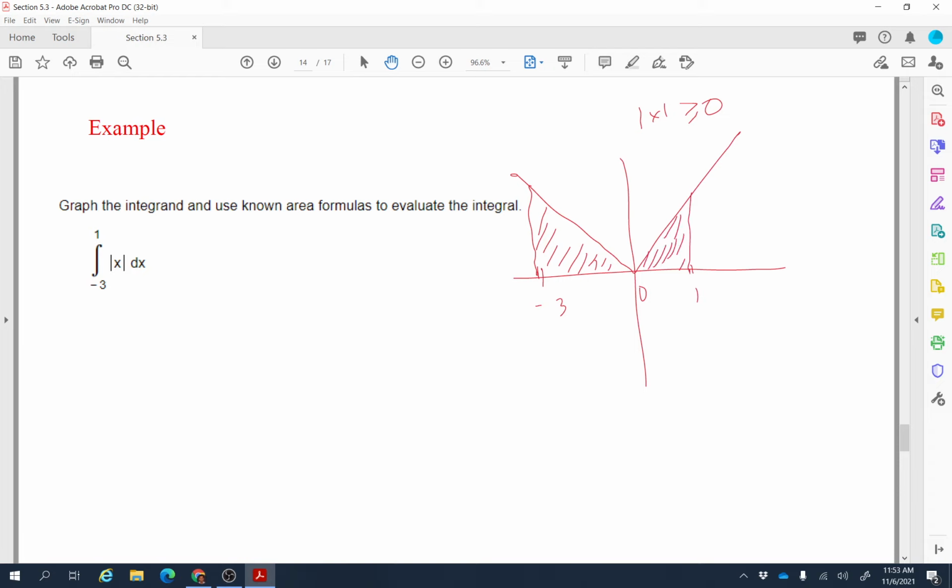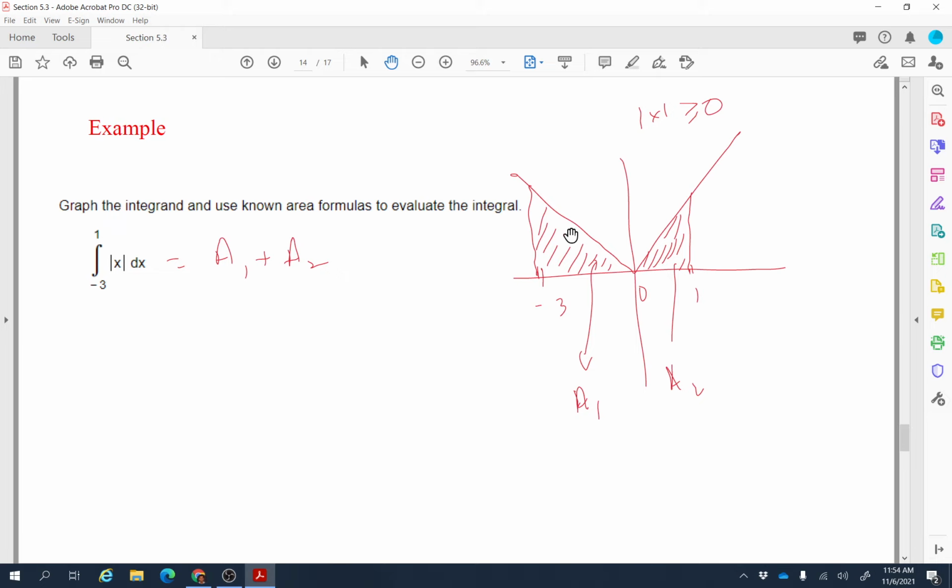This area can be divided into two parts, the area of this part A1 and the area of this part A2. So this is actually area A1 and A2. Because for a non-negative function, the definite integral represents the area under the curve from A to B, whatever, -3 to 1.